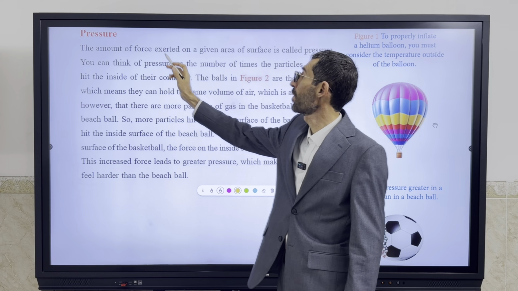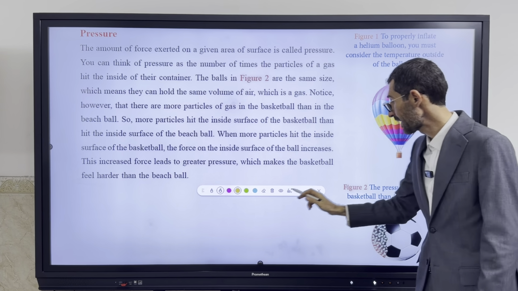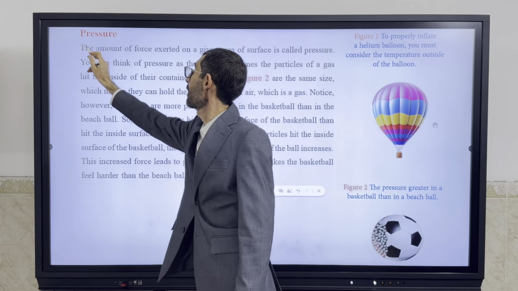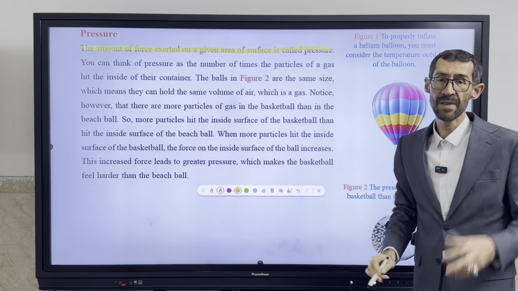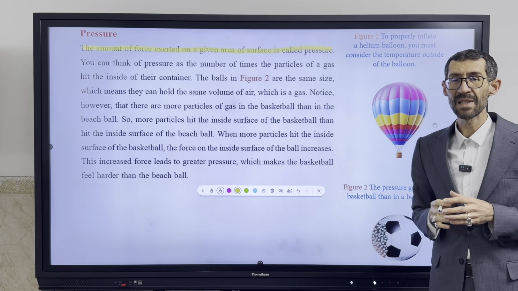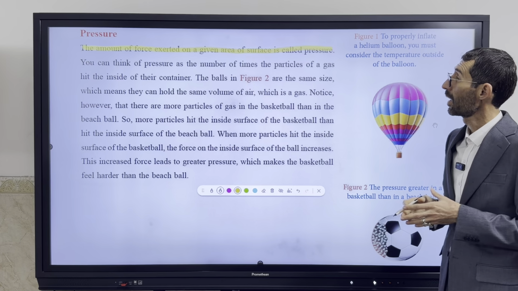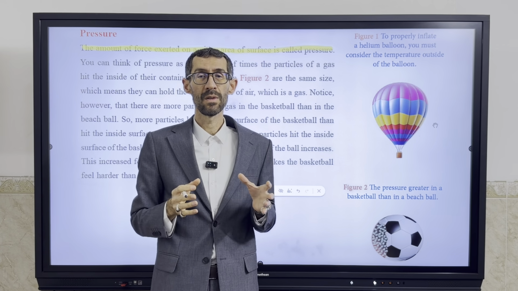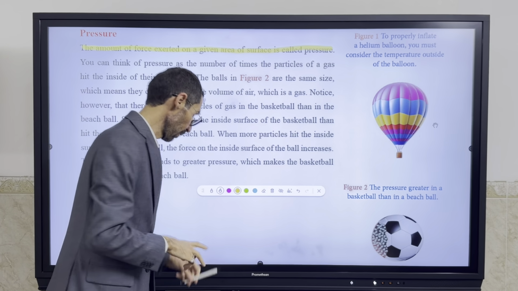The amount of force exerted on a given area of surface is called pressure. This is the definition of pressure. Let me highlight for you: amount of force exerted on a given area of a surface. Let me show you some simple machines or devices in our daily life. These devices actually make use of pressure.